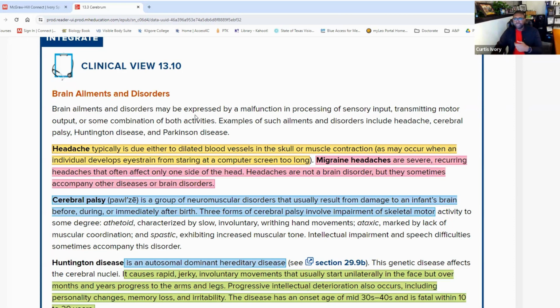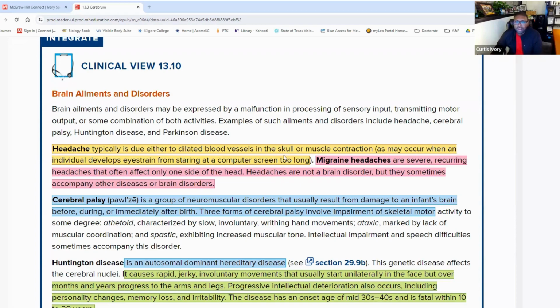Cerebral palsy, which is usually found in infants, is a neuromuscular disorder that causes damage to infants' brains. Remember, as an infant, you are going through a lot of mitosis, and your brain is constantly developing until your skull fuses. If there's something potentially causing it not to happen, essentially you're going to have a lot of birth defects, disorders, and potentially death at that point.